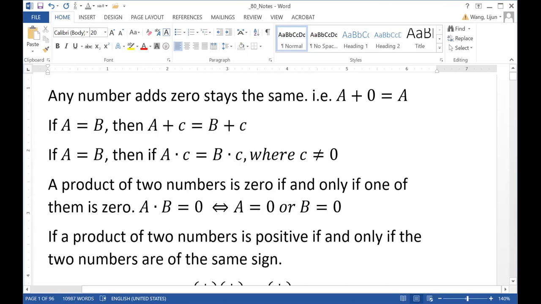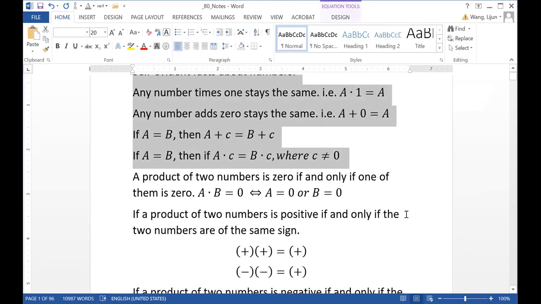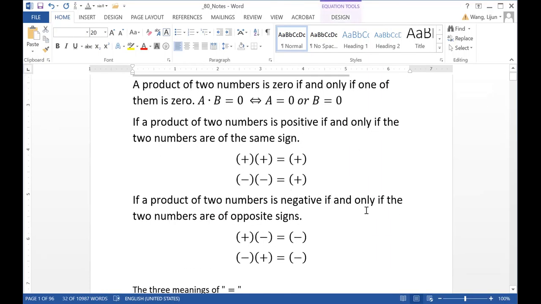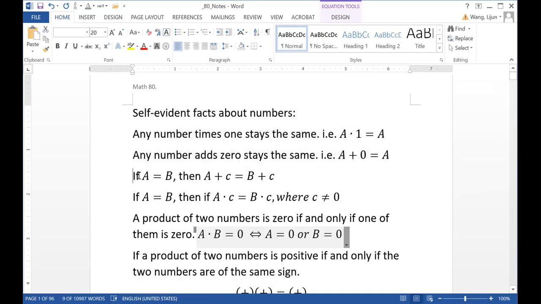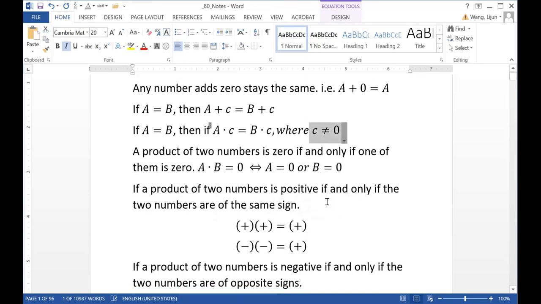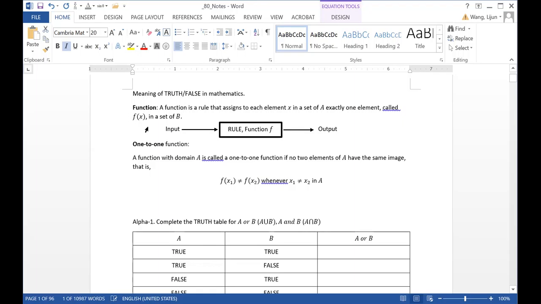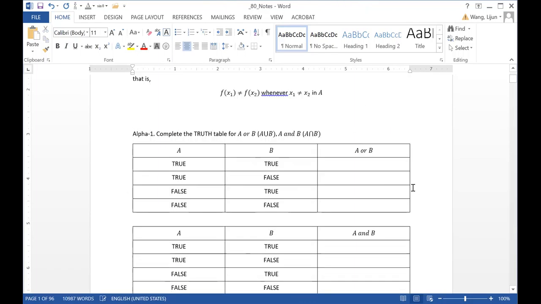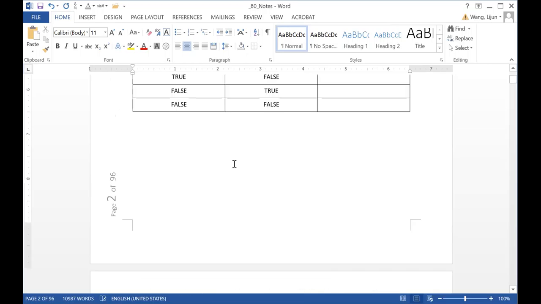Now, mathematical truths, self-evident facts about numbers. We had that covered, which we call six mathematical principles. The first one, anything times one stays the same, anything plus zero stays the same. If A is the same as B, then A plus C is the same as B plus C. If A is the same as B, then, so these principles, C cannot be zero. And we use these principles throughout the semester. We also have two important concepts, functions and one-to-one functions, and then the truth table. So these two pages for me are essential for the course of mathematics at all levels.